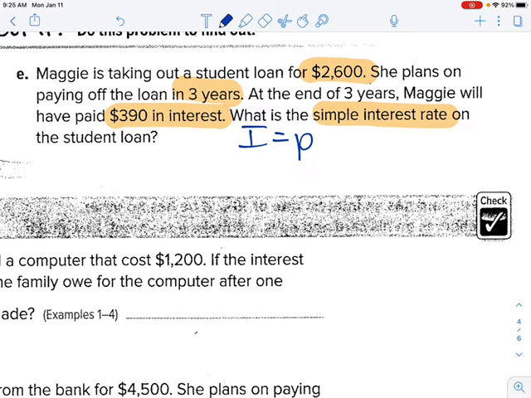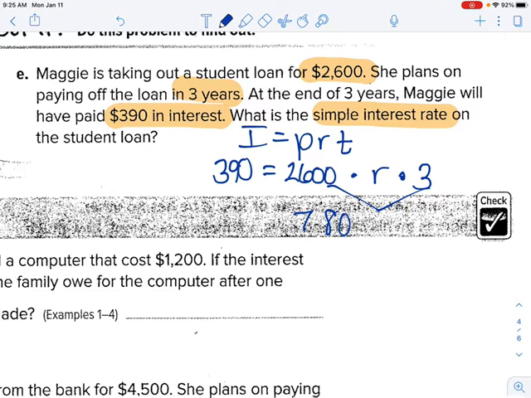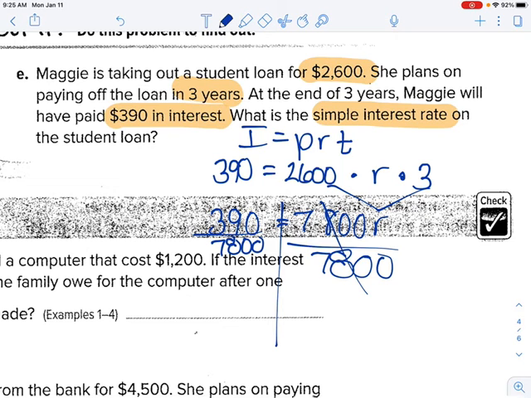All right, I equals PRT. We do know the interest in this one. That's the $390. The principal was $2,600. We don't know the R. That's what we need to figure out. And the time was 3 years. All right, so we can combine those two. 2,600 times 3. That's going to give us 7,800 times R is equal to 390. And you know that from solving equations, we're going to divide by 7,800 on both sides. So 390 divided by 7,800 is 0.05, and that would be 5%.